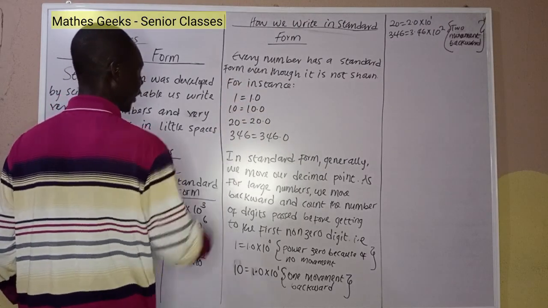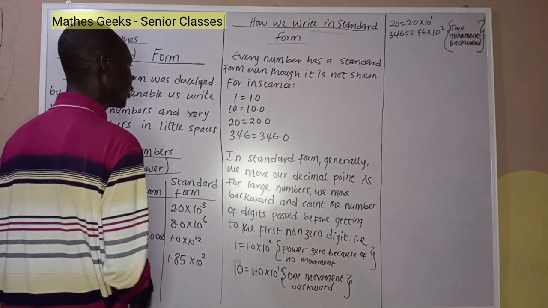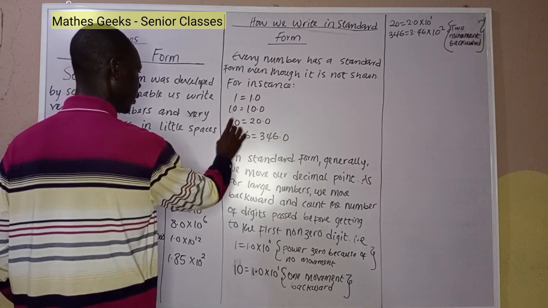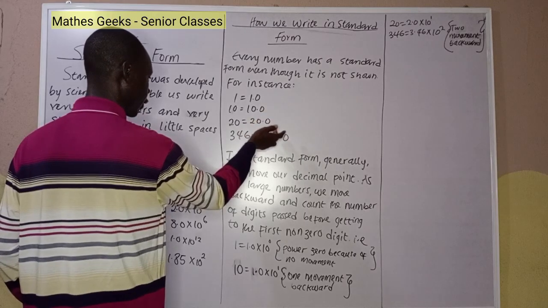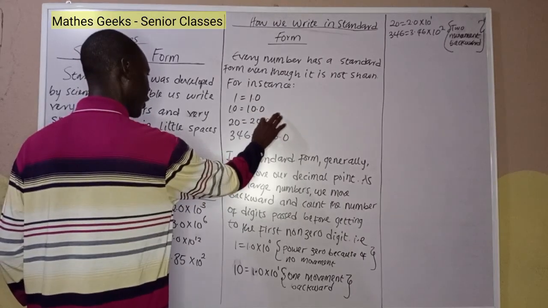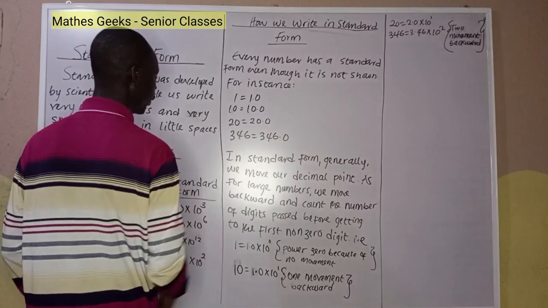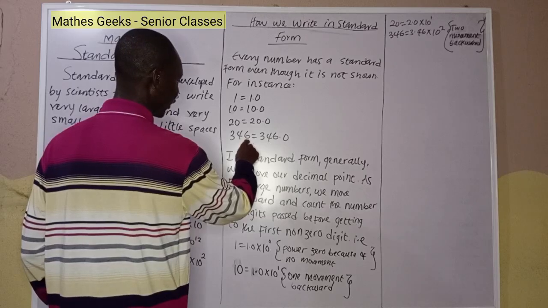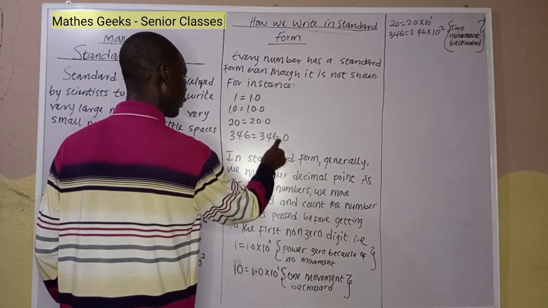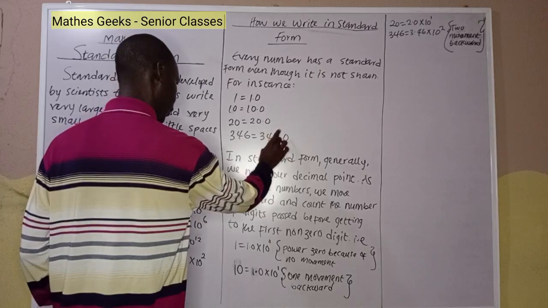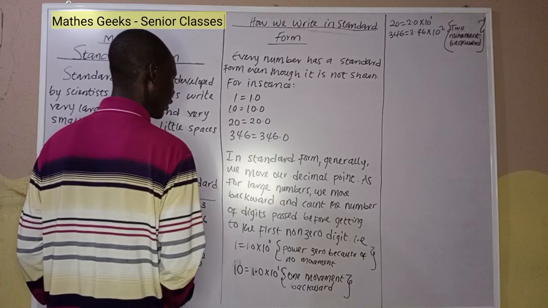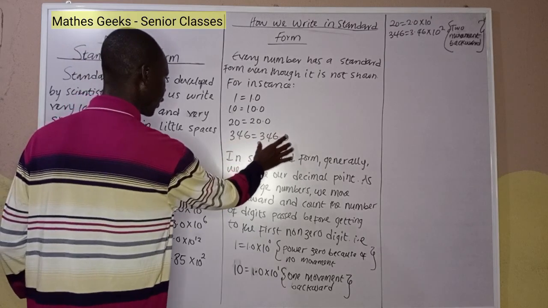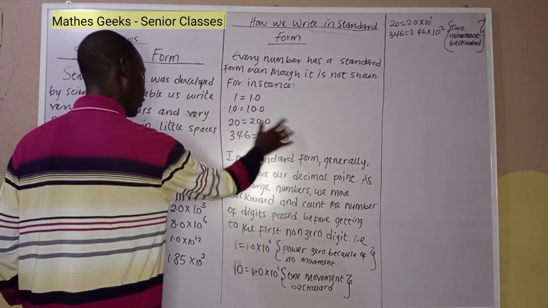10 is also a number that has a decimal point, 10.0, but the 0 is non-significant, so it's written as 10. 20 is also 20.0, but the 0 after the decimal point is non-significant, so it was ignored. 346 has a decimal point after the last significant figure, which is 346.0. But since the 0 after the decimal point is non-significant, it was ignored. That is why you have 346 here. So you could write 346.0 or 346.